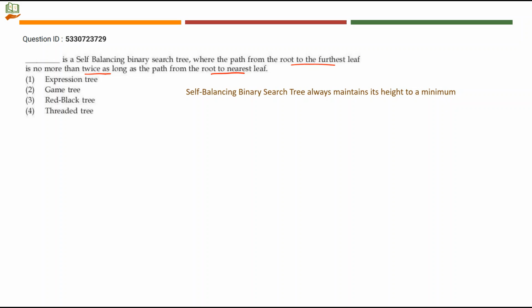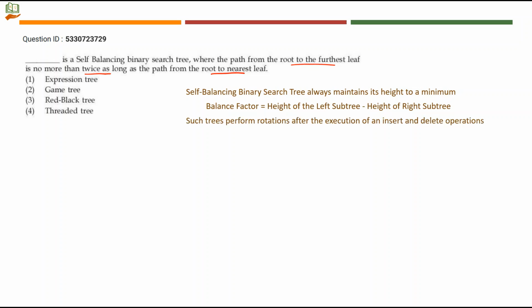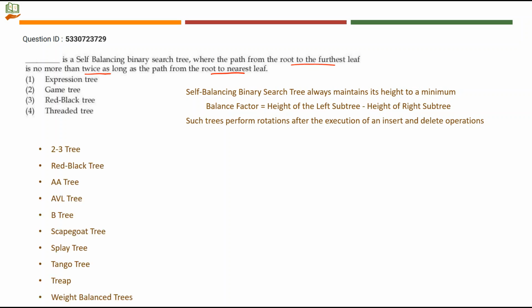Self-balancing binary search trees always maintain height to a minimum. The balance factor is given by the difference of the left subtree height and the right subtree height. Such trees perform rotations after execution of an insert or delete operation. So after we insert an element or delete an element, rotations will be performed in order to maintain that particular balance factor. The examples of self-balancing binary search trees are listed here: 2-3 tree, red-black tree, AA tree, AVL tree, B tree, scapegoat tree, splay tree, tango tree, treap and weight balanced trees. Some are taken from reference books, some are taken from web sources.